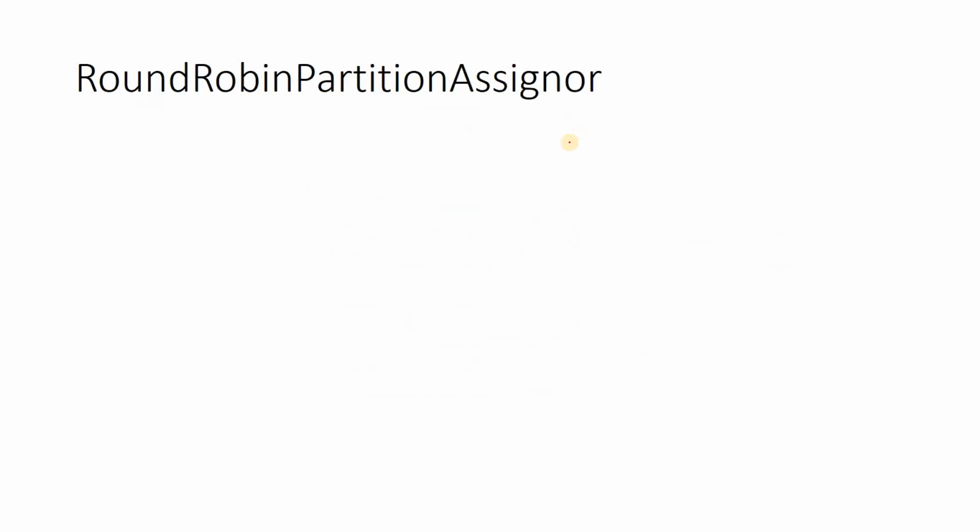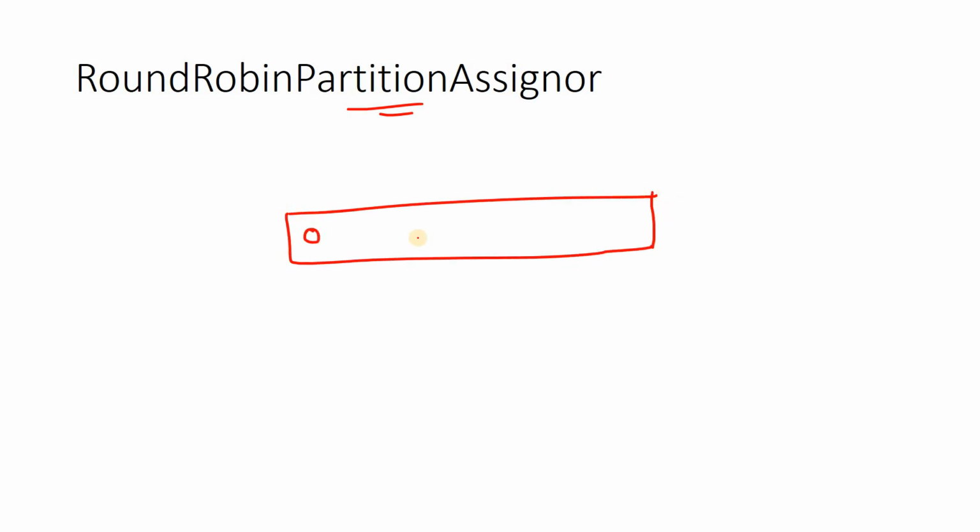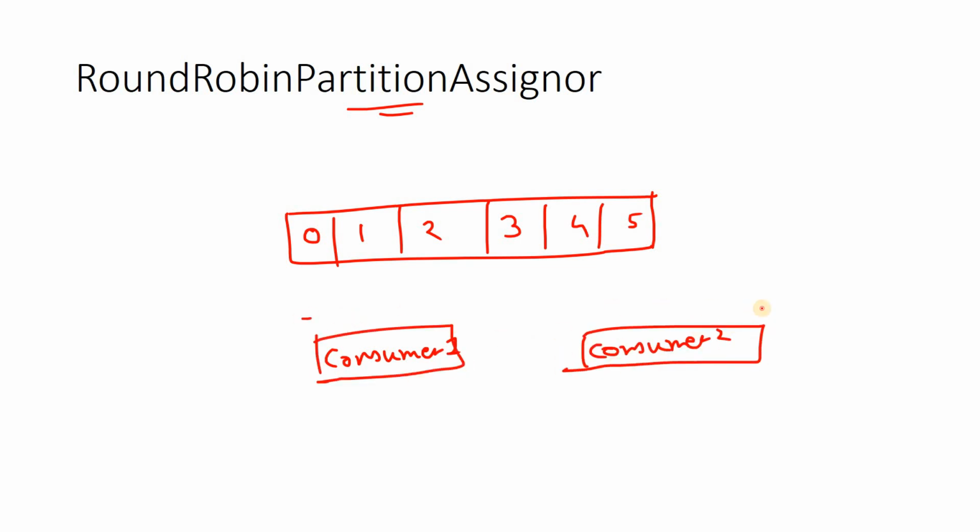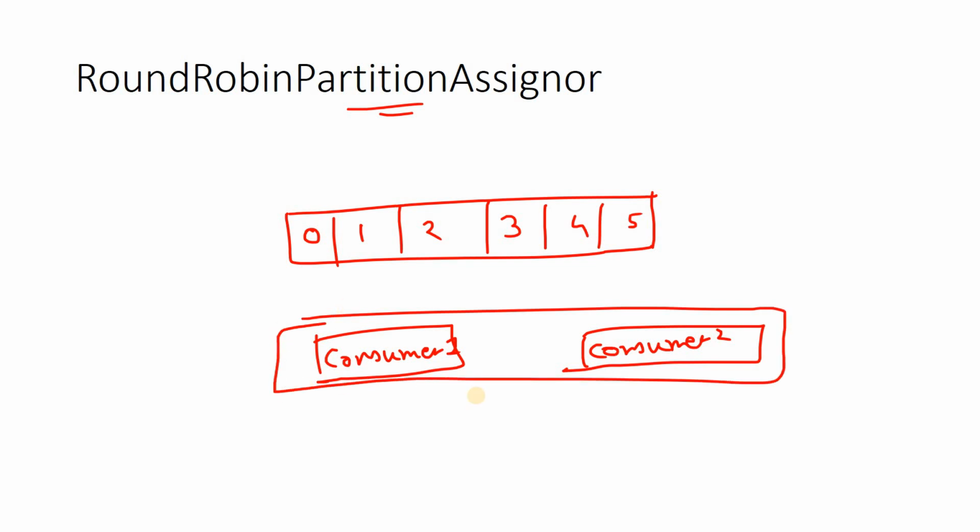Okay. Another algorithm is the round robin partition assigner. So what is that? Suppose here we have our Kafka topic, partition 0, partition 1, 2, 3, 4 and 5. Okay. And then here we have our consumer 1 and here our consumer 2 within the same consumer group. Okay. So what will happen in this case? In round robin fashion, partitions will be distributed.